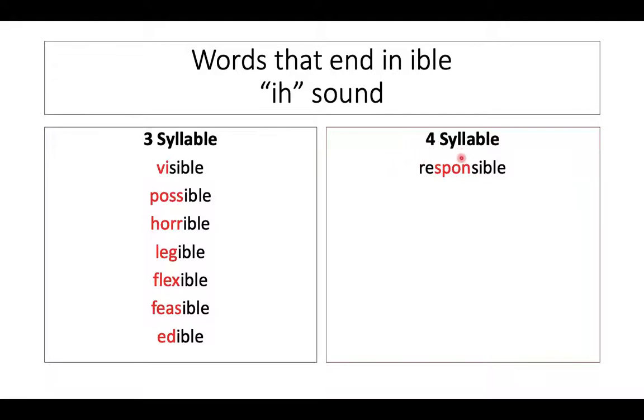So this first word is responsible. So responsible, 4 syllables. Reversible. Compatible. Incredible. Reducible. So responsible, reversible, compatible, incredible, reducible. And once again, the ible makes the "ih" sound, ible.